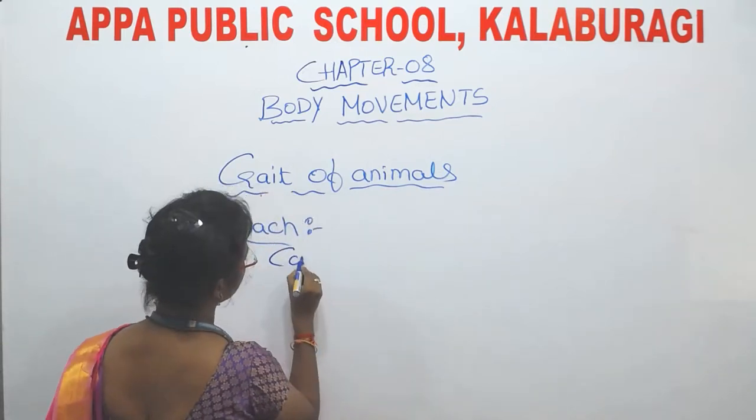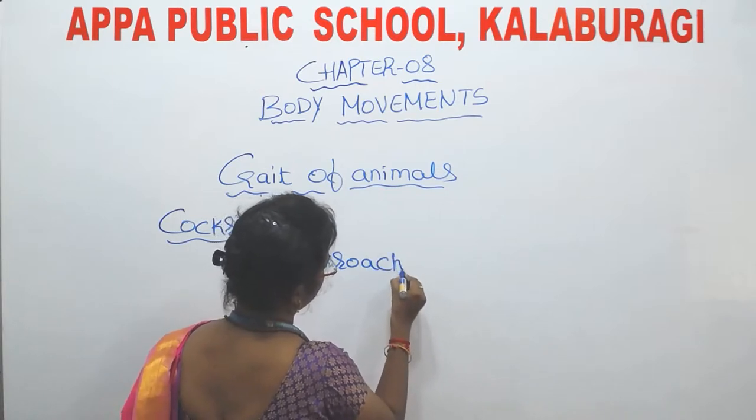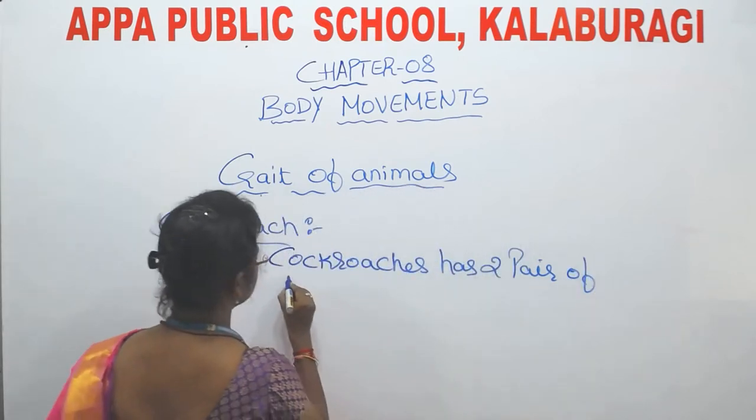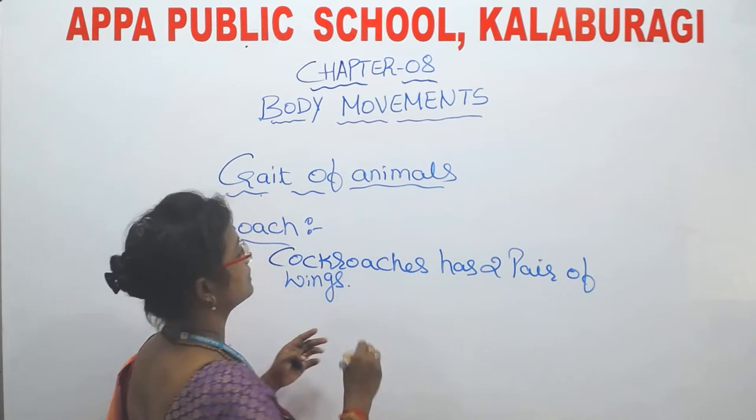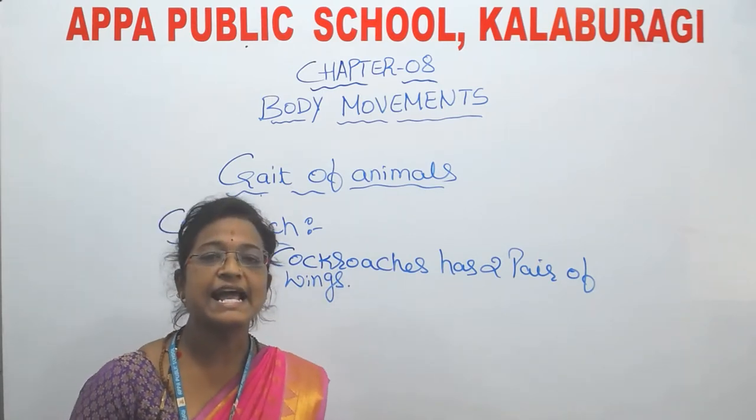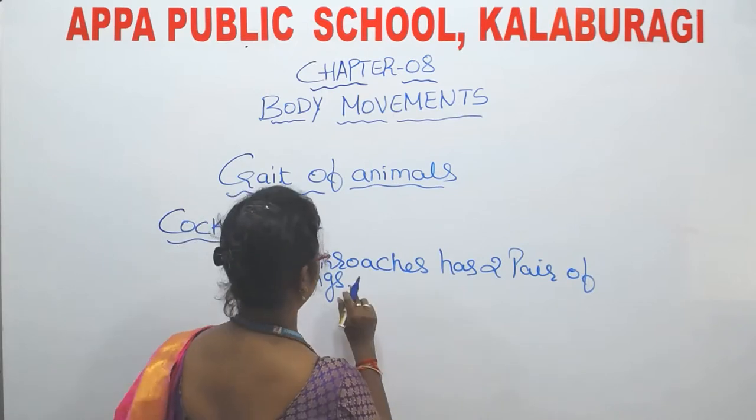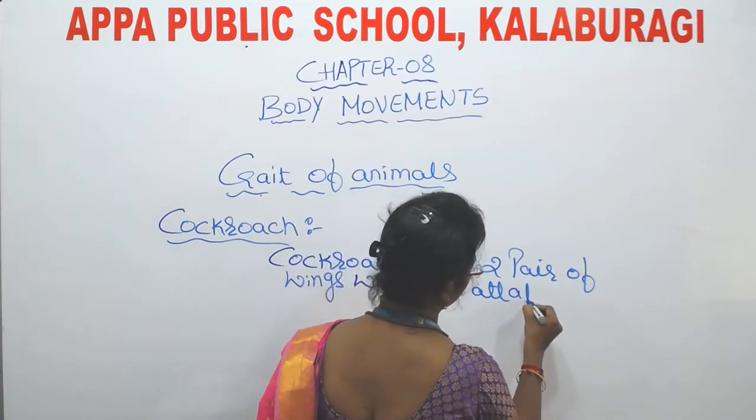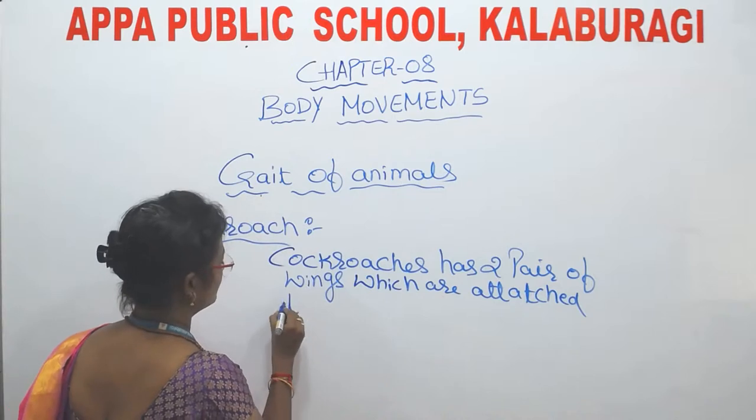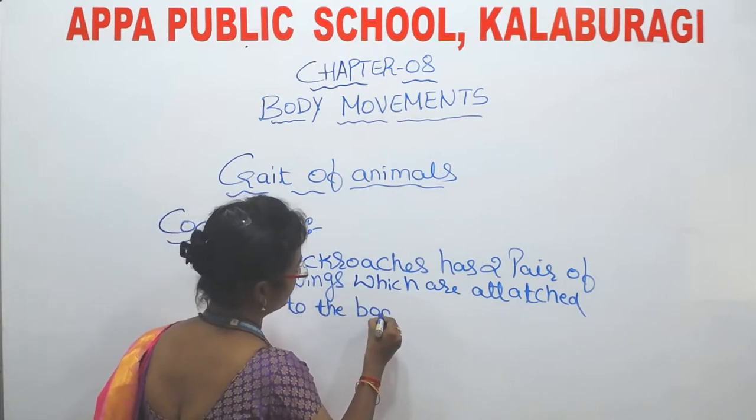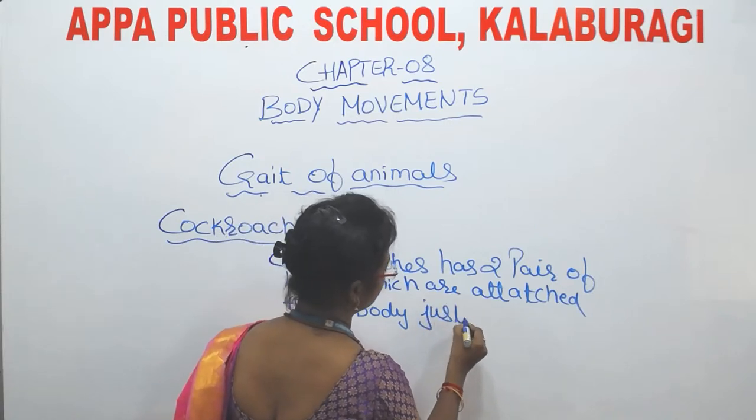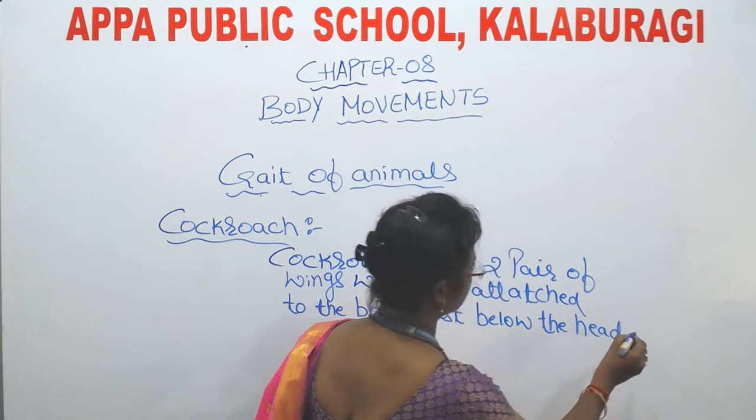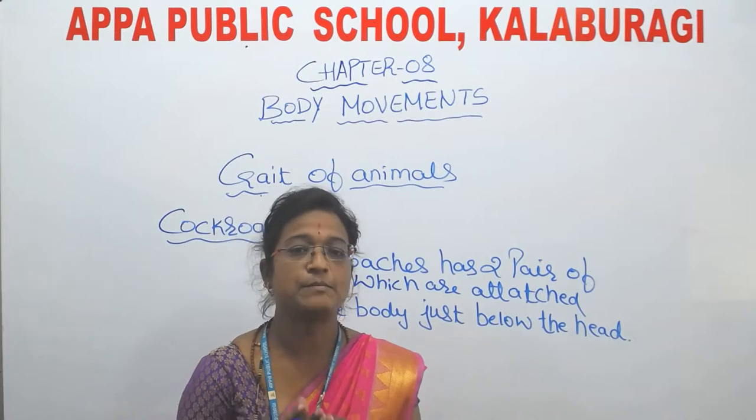And even cockroaches have two pairs of wings, isn't it? They have two pairs of wings which are attached to the body just below the head, isn't it? And even the cockroaches have distinct muscles, okay?